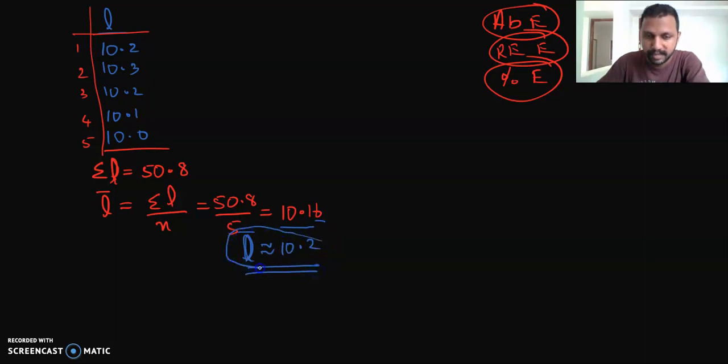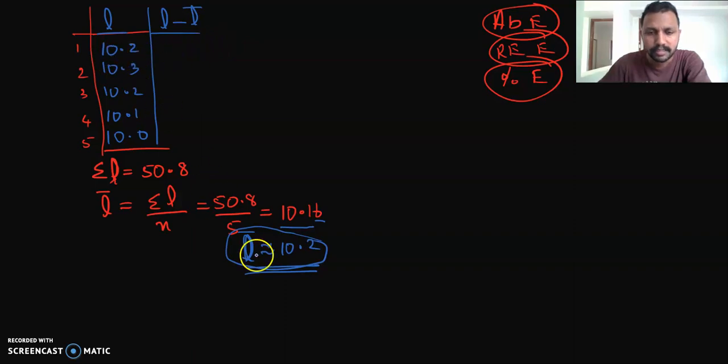Okay. Then from this, we will have another column over here, that is L minus L bar. That means we are finding out the difference between the measured value and the mean value. Now, in this case, we are assuming the mean value as the true value. Then let's find out the deviation from the measured value to the true value.